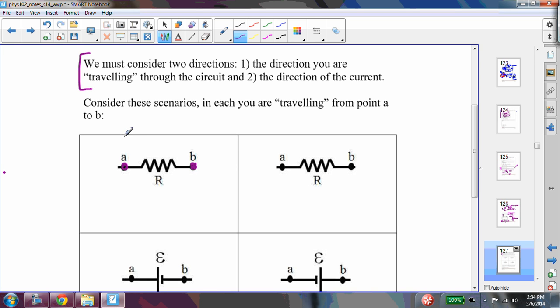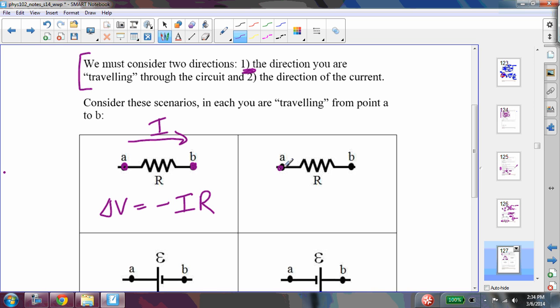Now, I have a couple of things. First of all, that's the direction that you're traveling through the circuit, moving across this resistor, going from A to B. Let's first consider that the current is moving also from point A to B. In this case, our resistor acts as our resistor normally does, and it has a negative change in potential. So my change in potential, or my voltage, is going to be negative IR.